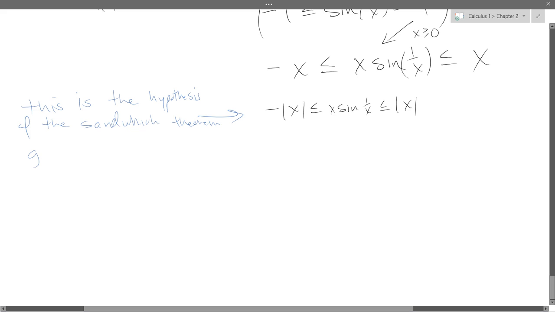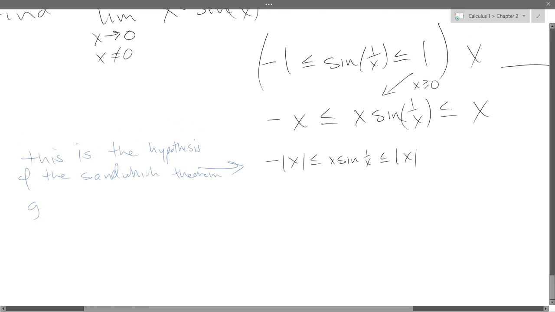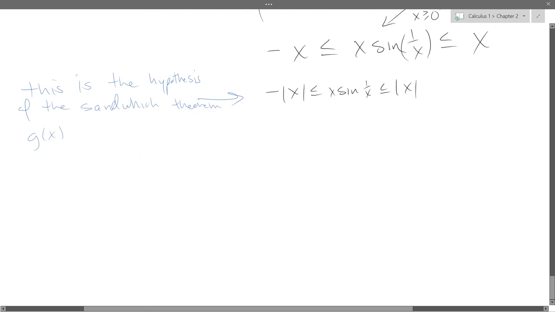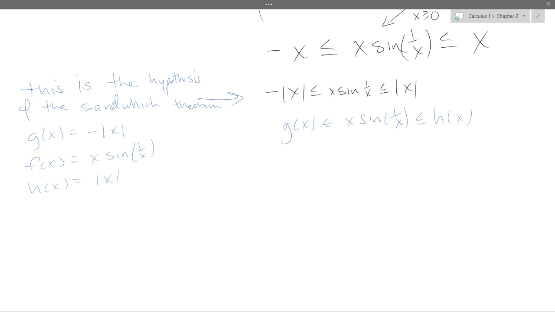If you want, you could write, I think I went g, f, h. Yes, g, f, h. Okay, so our little g of x is negative absolute value of x. f of x is that middle x sine 1 over x. And h of x is absolute value of x, and they're lined up. We got g less than or equal to x sine 1 over x. So everything I wrote in blue, you don't have to write down. These are just comments on very explicitly why I satisfied the hypothesis. I call them the Goldilocks functions. You got small, medium, large function.